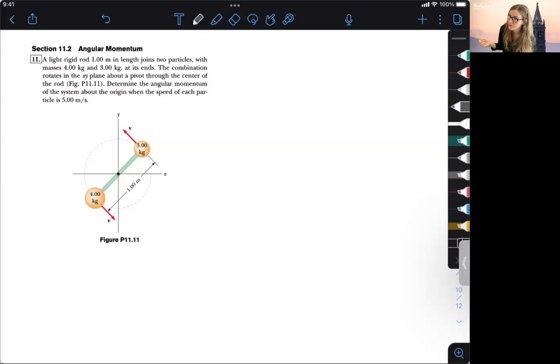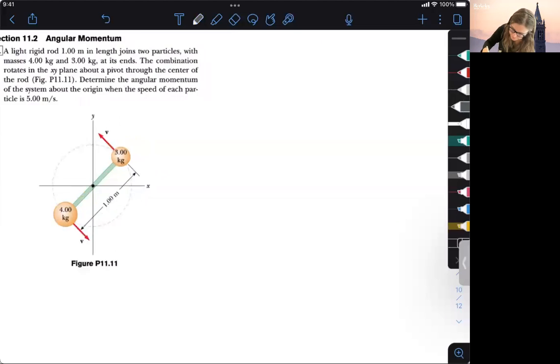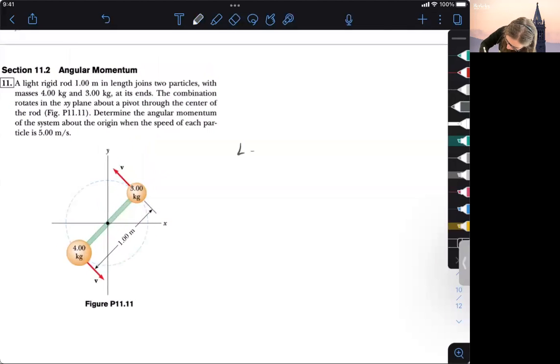Okay, so our general equation for angular momentum is L equals I omega, right? And both of these are particles, so they are point masses. We know that I for a point mass is equal to mr squared, and then we have to figure out what that r is. So we're just subbing in I for a point mass.